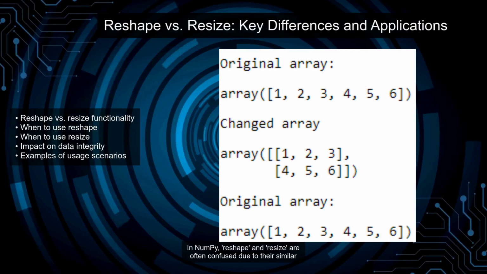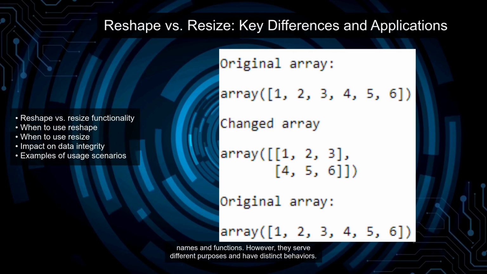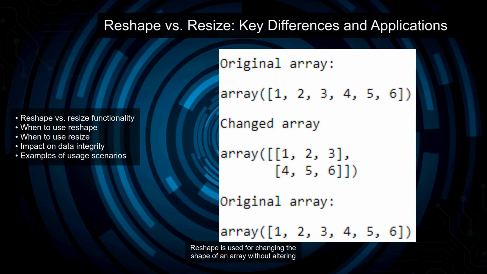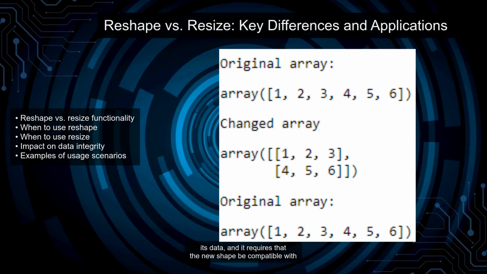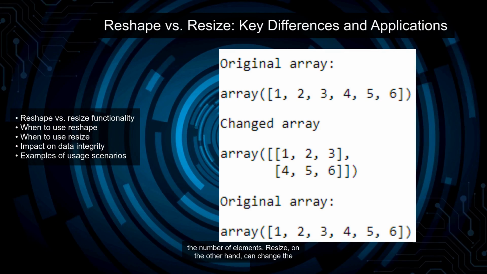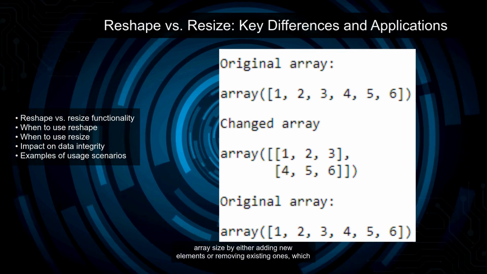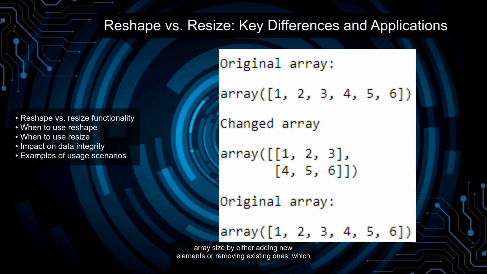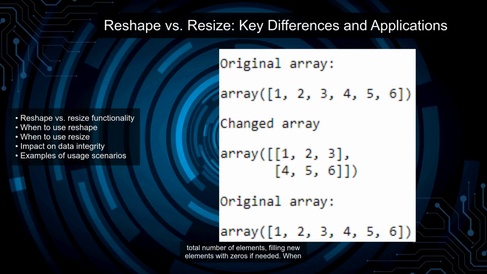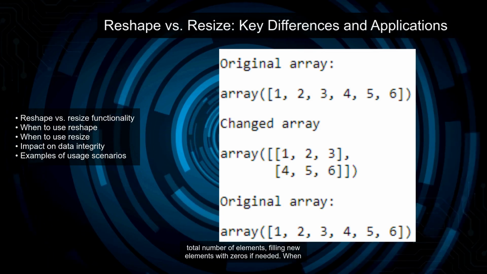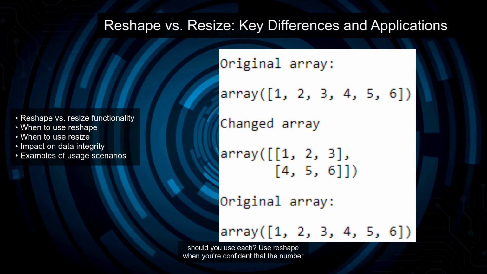In NumPy, reshape and resize are often confused due to their similar names and functions. However, they serve different purposes and have distinct behaviors. Reshape is used for changing the shape of an array without altering its data, and it requires that the new shape be compatible with the number of elements. Resize, on the other hand, can change the array size by either adding new elements or removing existing ones, which can affect data integrity. This means resize can increase or decrease the total number of elements, filling new elements with zeros if needed. When should you use each?